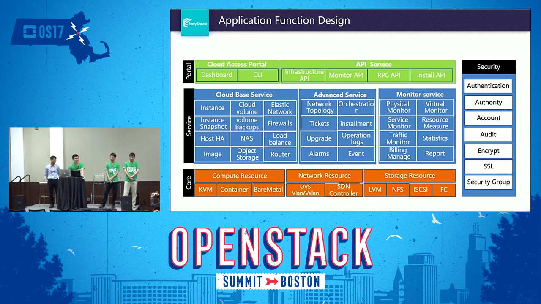CIB FinTech Cloud application function design includes three layers: core, service, and portal. The core layer is the most basic resource layer, and includes compute, network, and storage. In compute resources, we can not only provide virtual machines based on KVM, but also containers and bare metal service. Containers can be deployed both in virtual machines and in physical machines. We used the Ironic module to provide bare metal service.